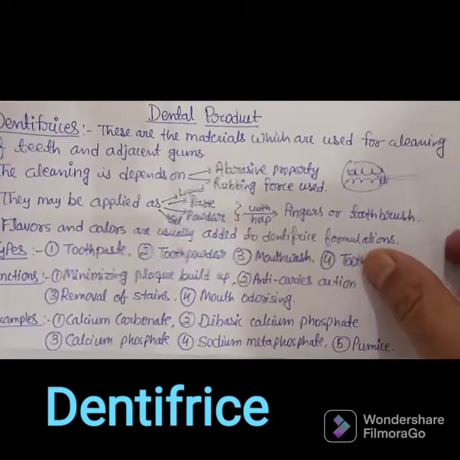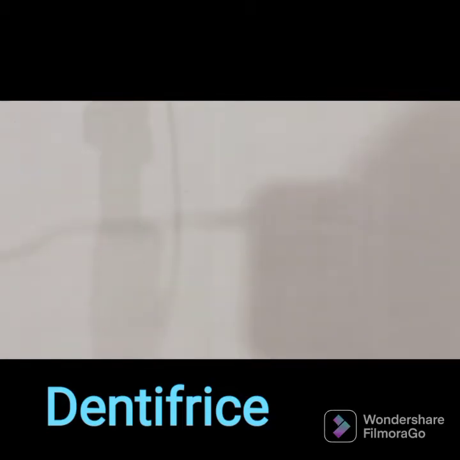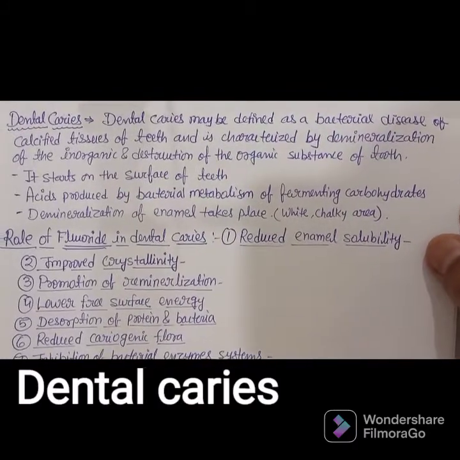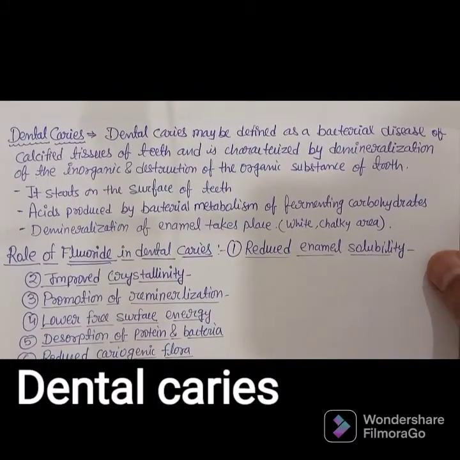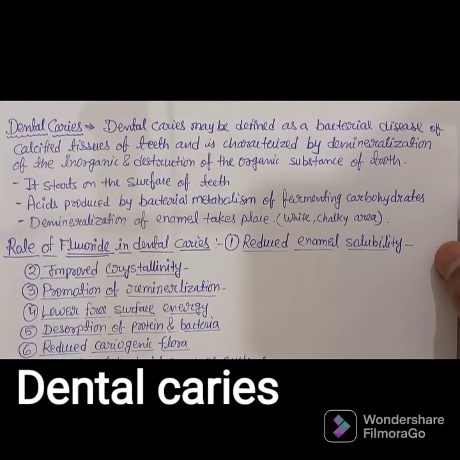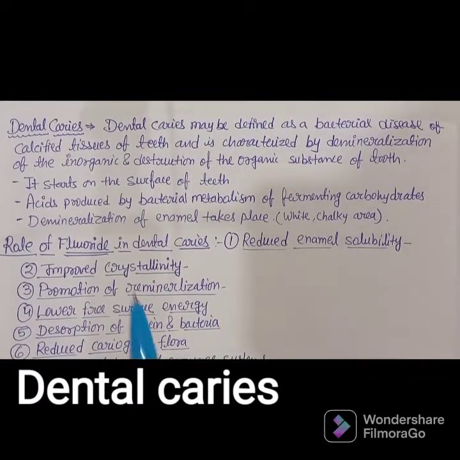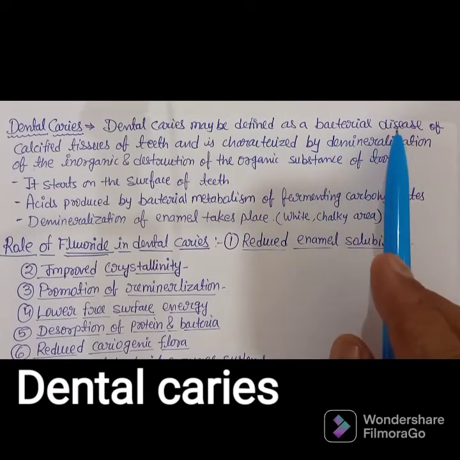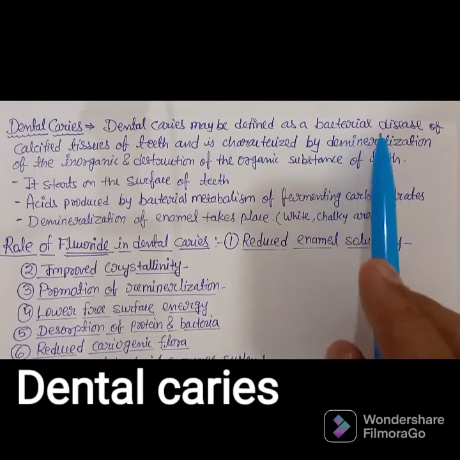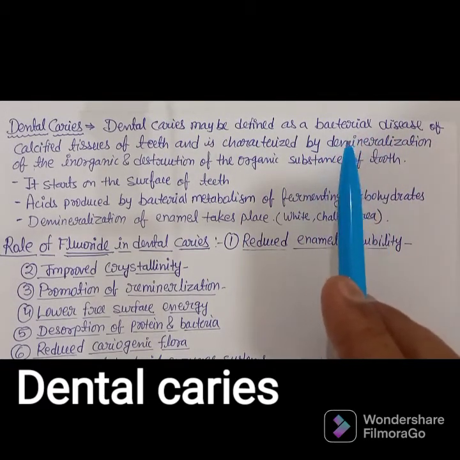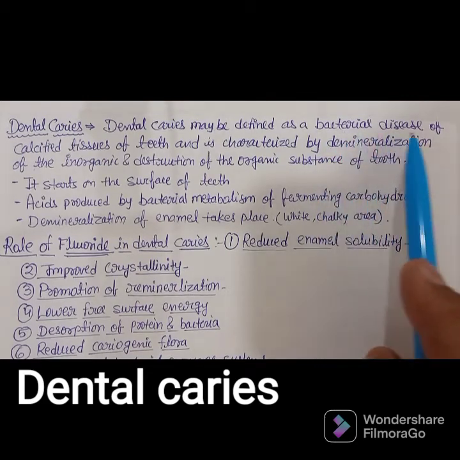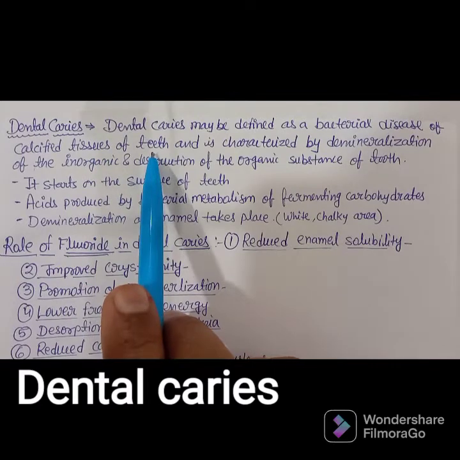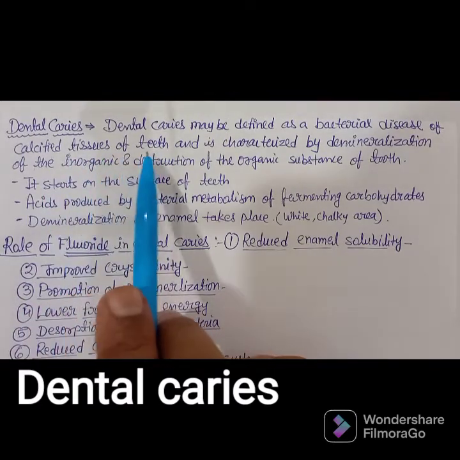Now coming to the next part, dental caries. Just now I told you about the anti-caries action, right? Dental caries may be defined as a bacterial disease, it is nothing but a microbial disease, of the calcified tissues of teeth, right? Calcified tissues means the white part, right?